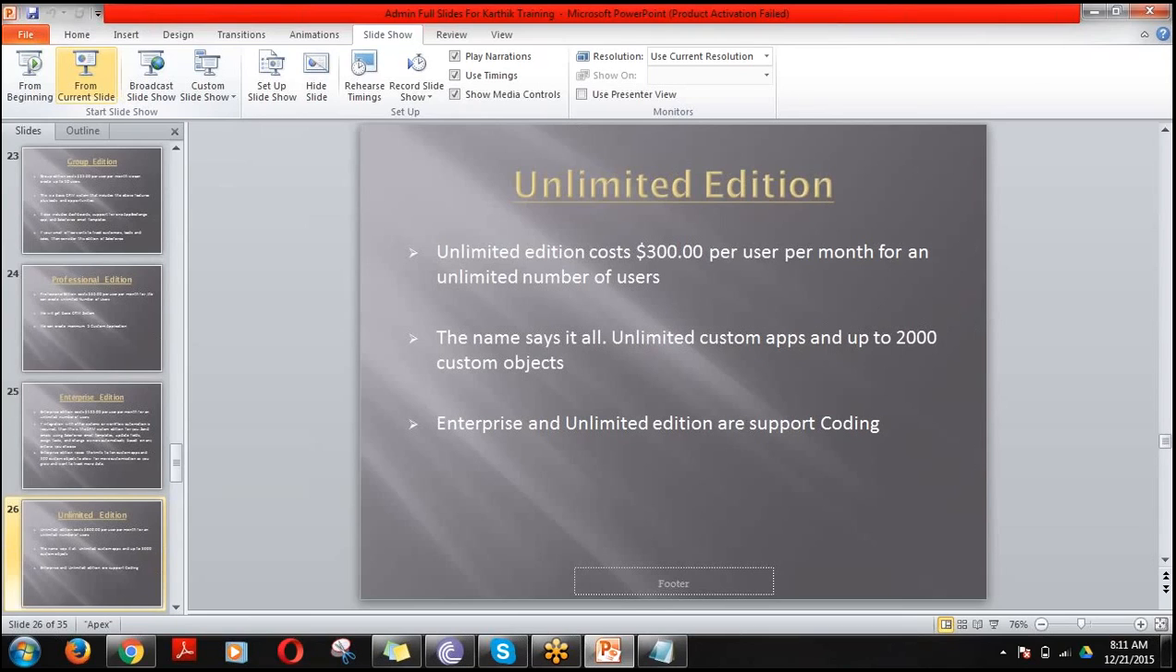And the next, the Unlimited edition. The license cost is $300 per user per month. By using this Unlimited edition, you can create an unlimited number of users and unlimited number of applications. And one more point, guys: by using the Enterprise edition and Unlimited edition, if you want, you can integrate with external systems also. Got it?